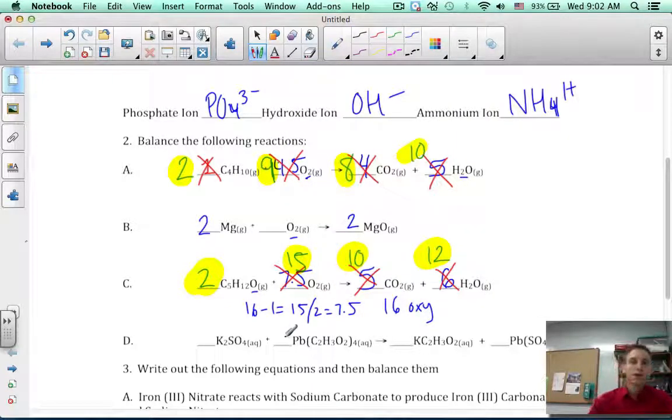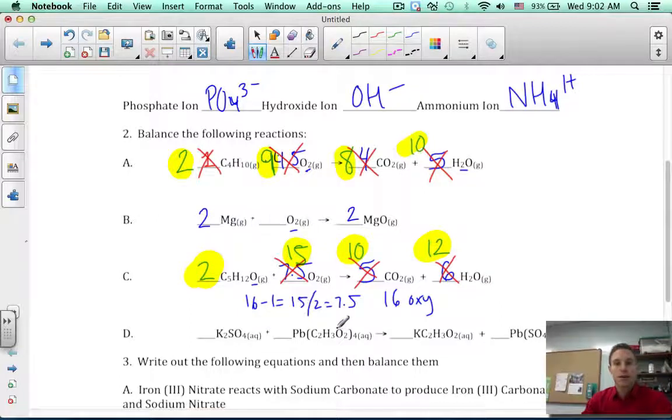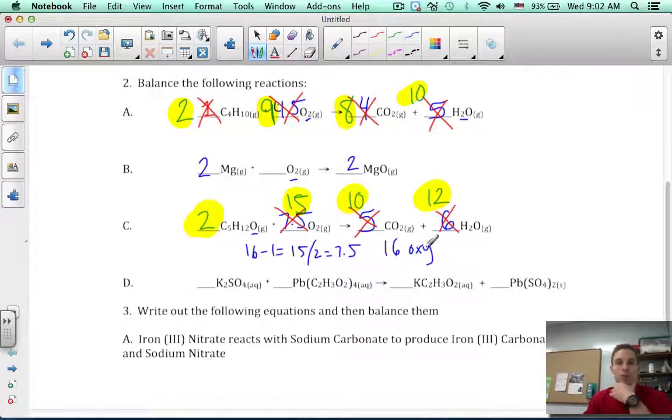We move down here, we got potassium sulfate reacting with lead 4 acetate to produce potassium acetate and lead 4 sulfate. So here we go, we got 2 potassiums, so I'll put 2 potassiums over here. But even before I do that, I say, wait a minute, there's 4 acetates. If I put a 2 here, I'm going to need to double that. So I'm just going to put a 4 here right away. I put a 4 here because these 4 acetates, see this ion? That is the same as this anion right there.